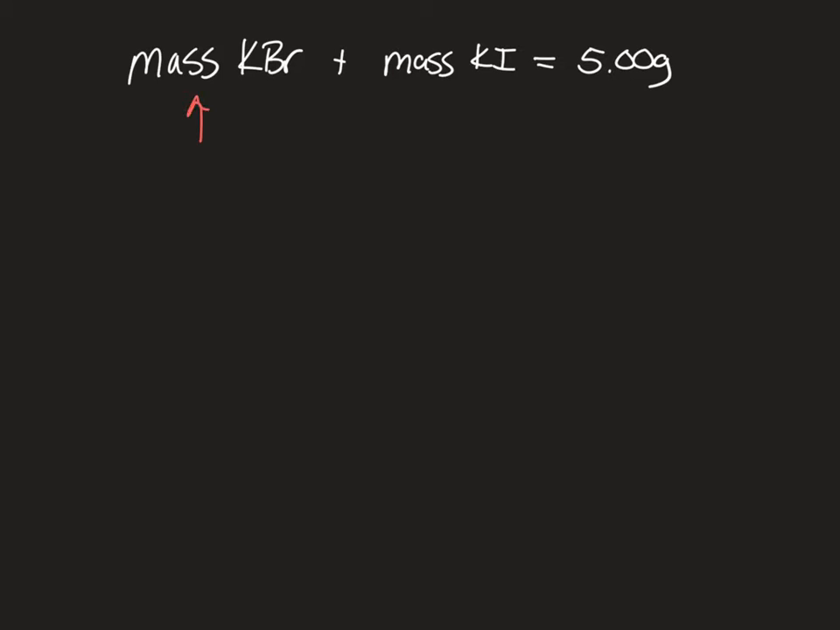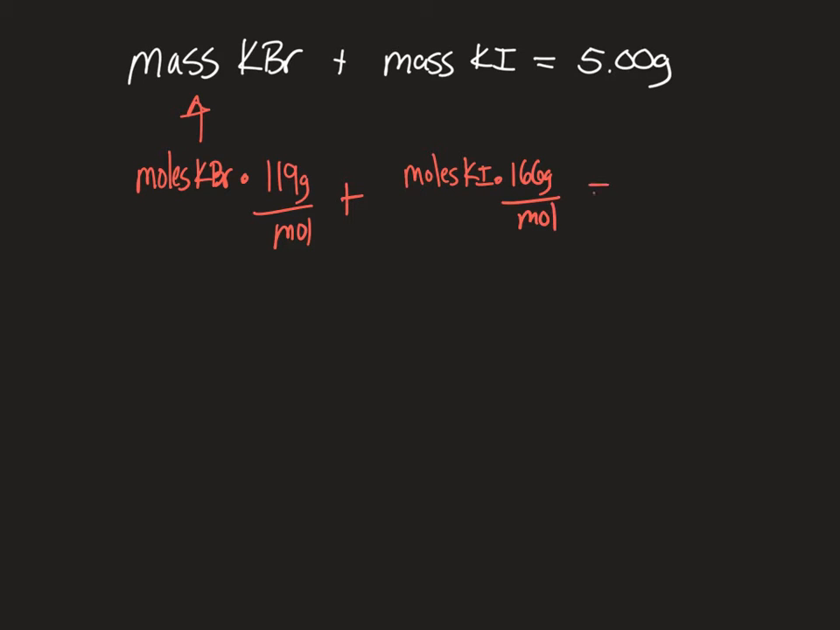So I'm going to take the equation of mass of KBr and mass of KI equals 5 grams, and I'm going to rewrite it a little bit. If I know the moles of KBr and can multiply that by its molar mass, well, that would give me a mass of KBr. And the same thing with potassium iodide. If I know how many moles of potassium iodide I have, and I multiply that by the molar mass, I'm going to get the mass of potassium iodide. And those two things added together should equal 5 grams.